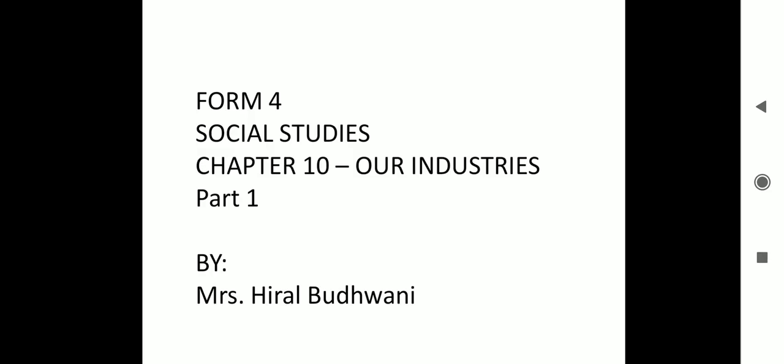Today we are going to start with chapter number 10, our industries. In the previous week we had studied chapter number 9, agriculture and minerals, wherein you studied types of crops, cropping seasons, food crops, cash crops, and in which states they are grown. We also studied the tree plantations: tea, coffee and spices.